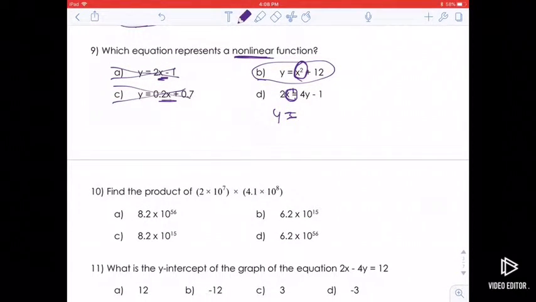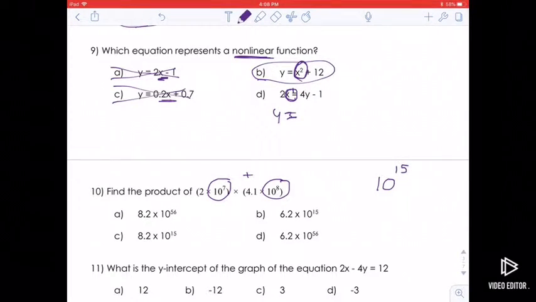Find the product of 2 times 10 to the 7th times 4.1 times 10 to the 8th. This is scientific notation multiplying, but it's also exponent rules. We have like bases here. So when I have the same base, I'm going to add the exponents, 7 plus 8, 15.